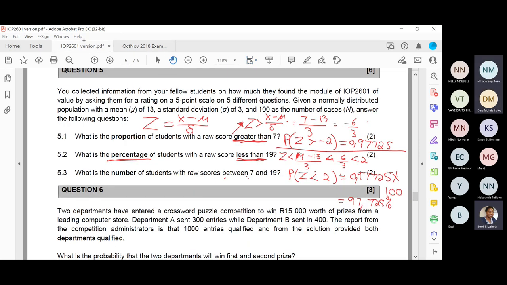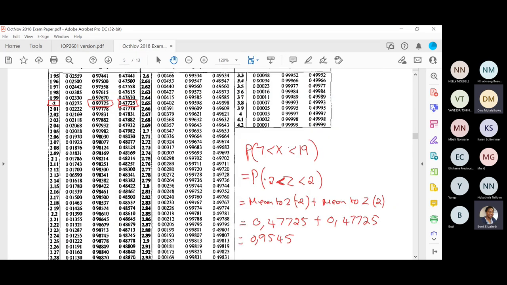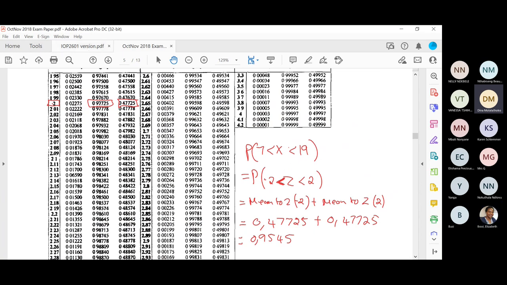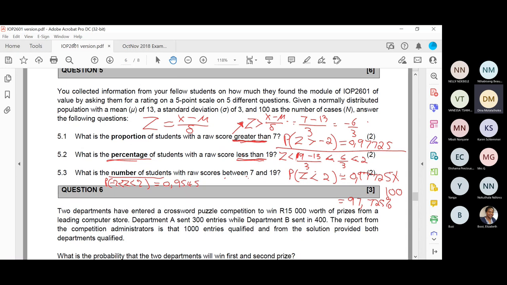The question was, what is the number of raw scores between? So we need to know the number of students. How many students do we have? We have 100. So we need to take this probability, so we can say the probability of Z between negative 2 and 2 is 0.9545. Is it 45 or 42? 45. I've rounded it off. We need to take that to find the number. That will be 0.9545 multiplied by 100. And that will give you your number.